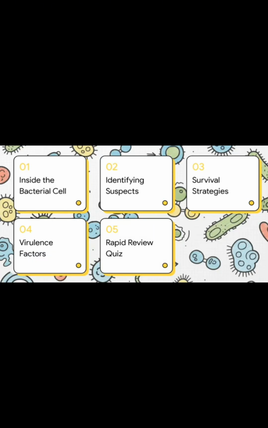So here's our game plan. First, we're going to start with the fundamental blueprint of the bacterial cell. Then we'll talk about how we actually identify these bugs in the lab. After that, and this is where the real high-yield stuff is, we'll get into their survival strategies and virulence factors. Finally, we'll wrap it all up with a quick-fire quiz to really lock these concepts in. Sound good? Let's do it.